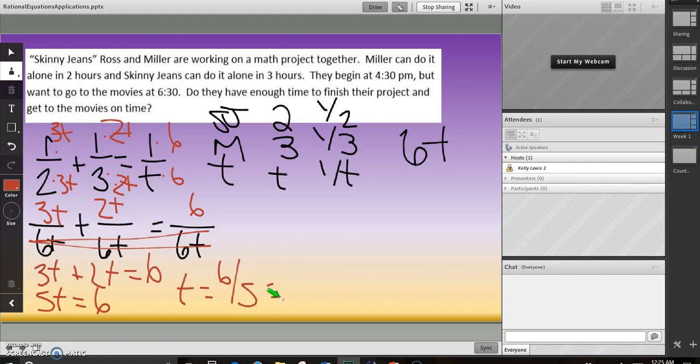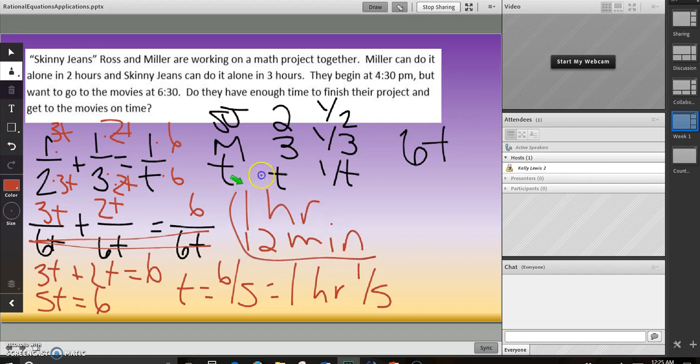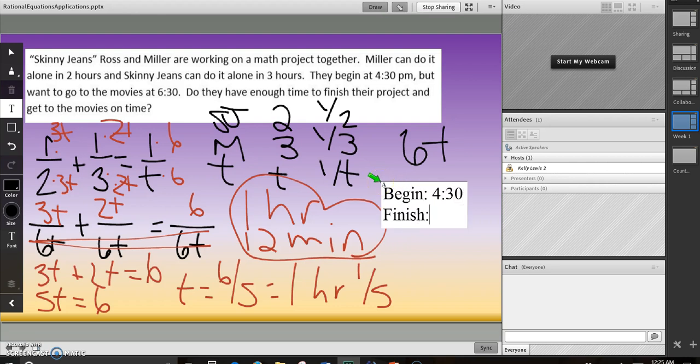But I want us to convert it. So it's going to be 1 hour and 1/5. So 1 divided by 5 times 60 is 12 minutes. So it's going to take 1 hour and 12 minutes for them to do it together. And so they begin at 4:30, and they finish at 5:42 p.m. And so they have enough time to go to the movie.